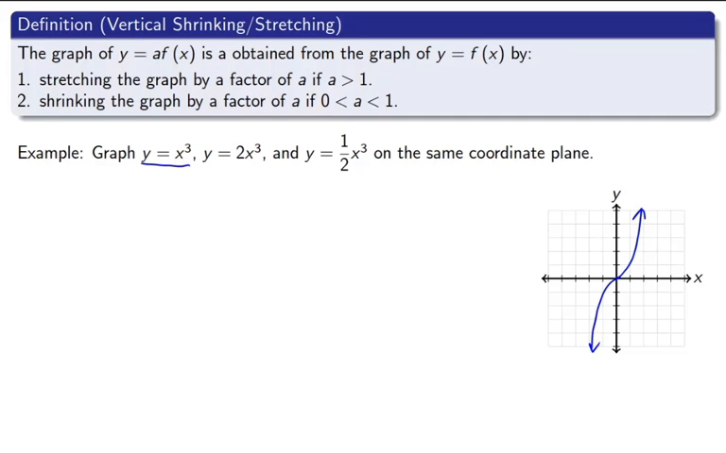So if I were to do y equals 2x cubed, that stretches the graph by a factor of 2. And what it really does is stretches the y coordinates. So I'm kind of looking at this 1 right here, and I'm going to move it up to 2 in the process of doing this. And also the negative 2. So this graph is a little bit narrower. It's been stretched out vertically.